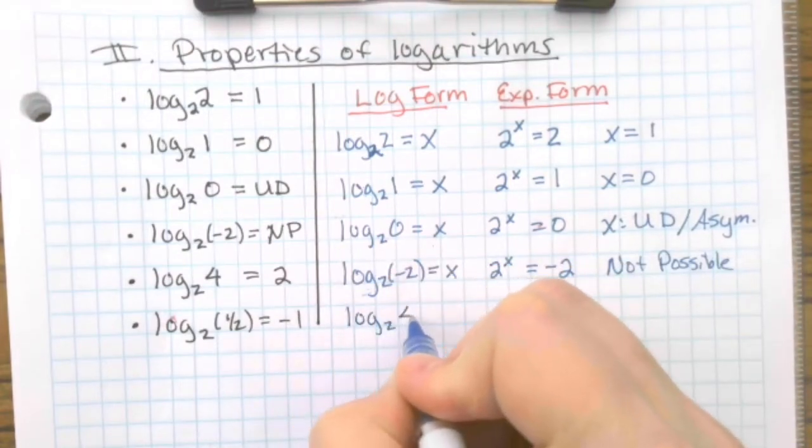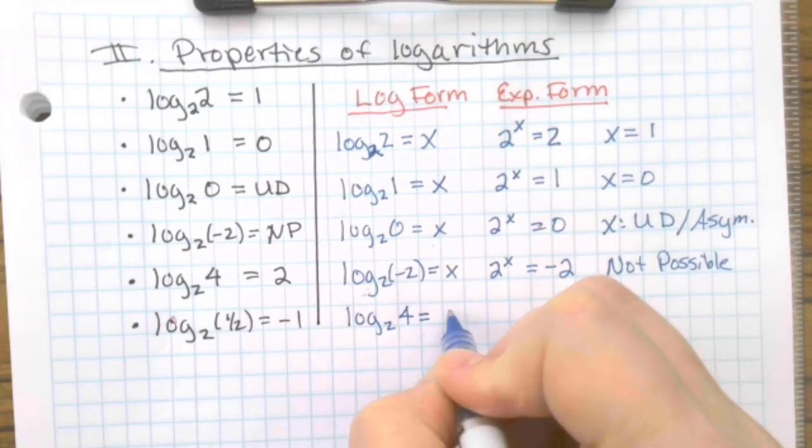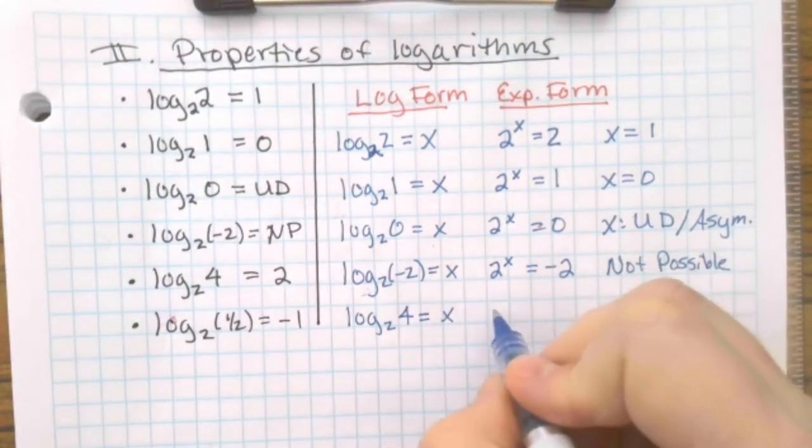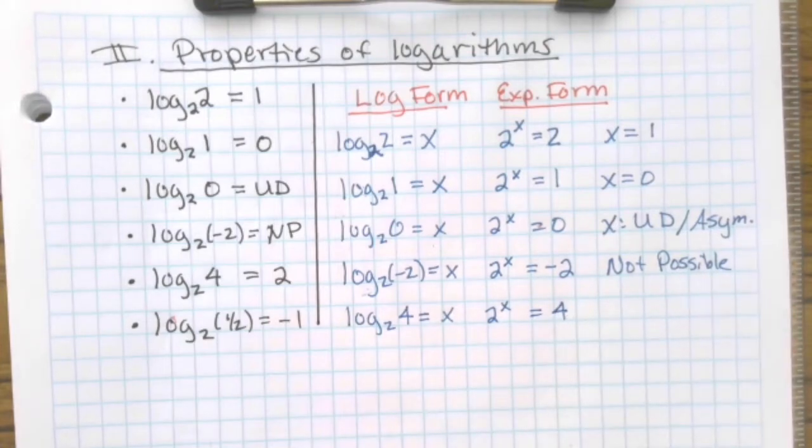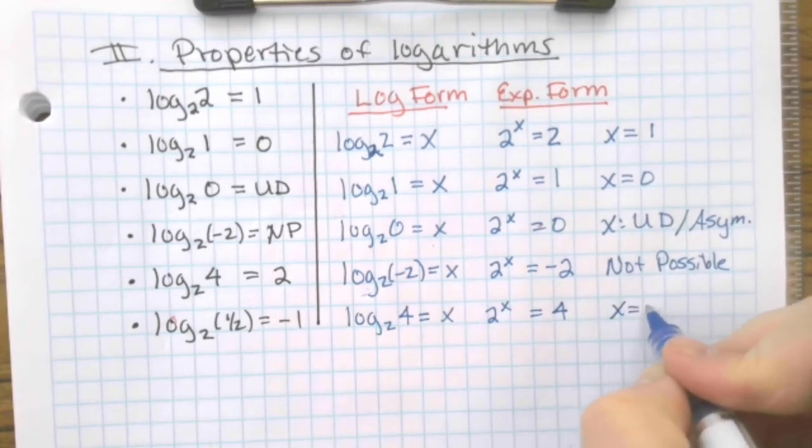Log base 2 of 4, we want to know what that equals. So 2 to the power of x equals 4. Flip it to exponential form. And obviously 2 squared is 4, so x has to be 2.